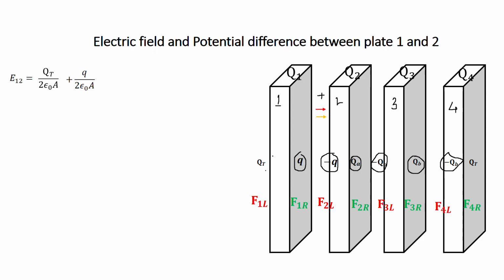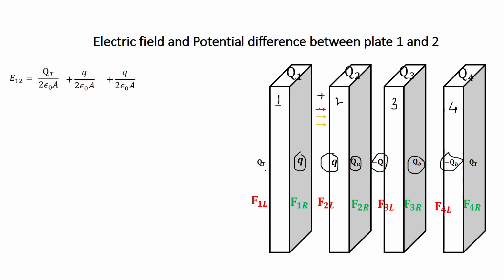Now this minus q will attract this positive charge towards itself. So the electric field again will be towards right. It is shown by this yellow arrow, and its magnitude is plus q divided by 2 epsilon naught a.